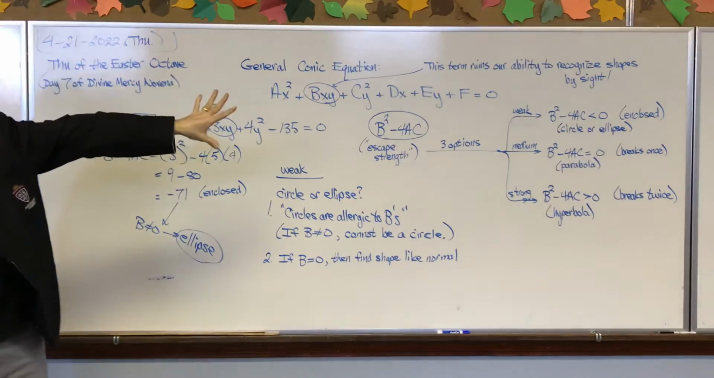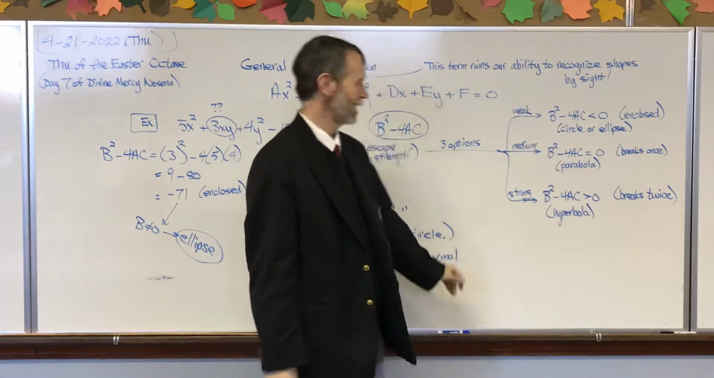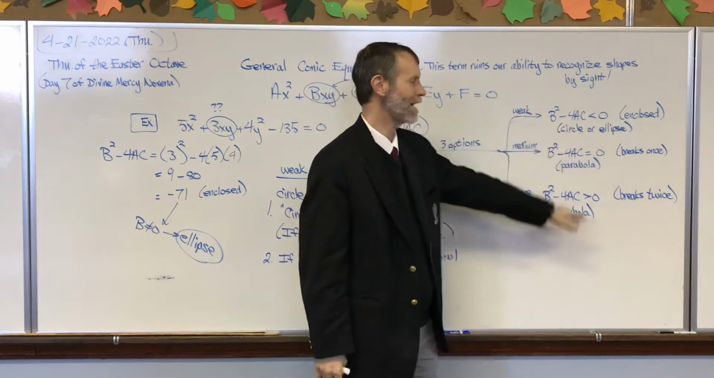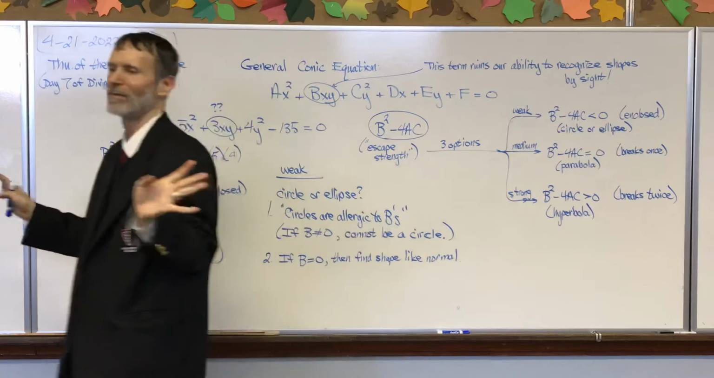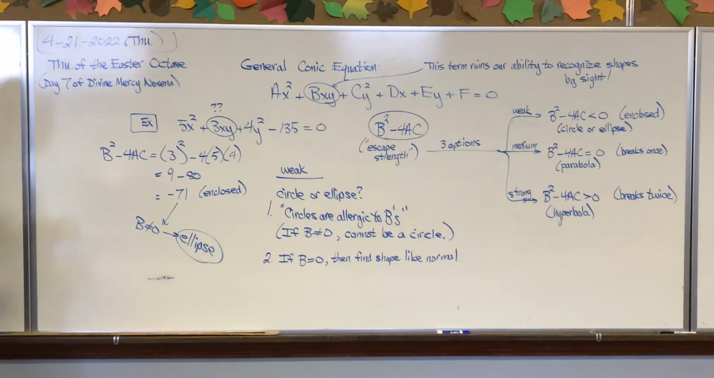Here's how you find the shape. Use B squared minus 4AC to find the escape strength. If the escape strength is 0 or if it's positive, your work's done. You just find the category. If it's less than 0, then you have to decide.